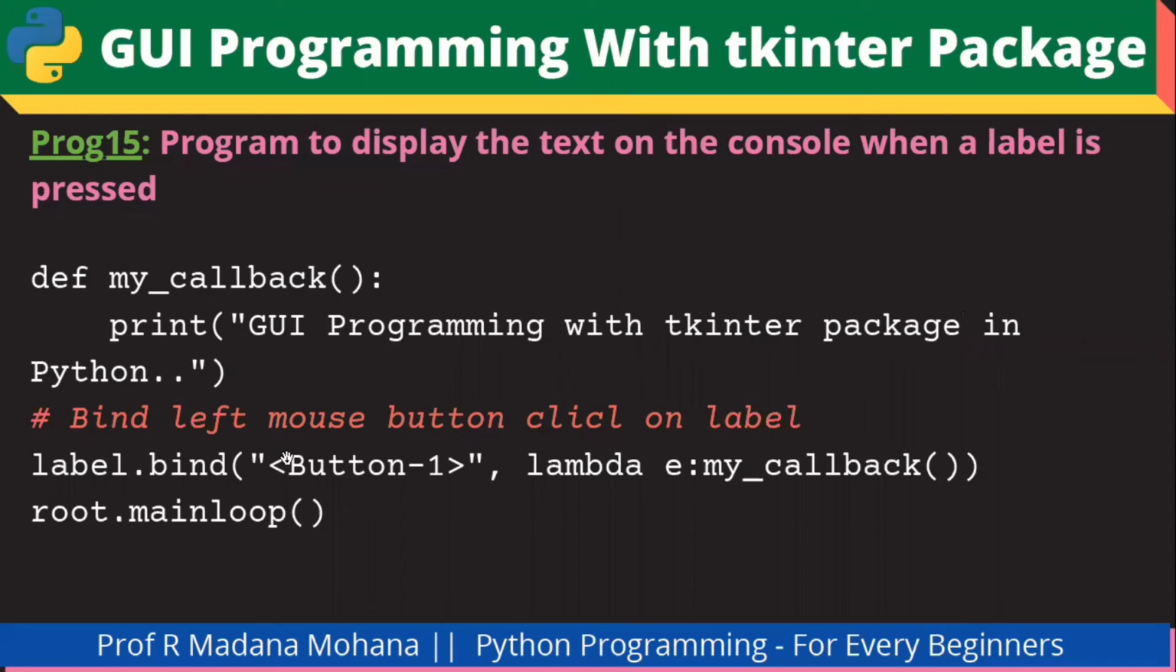In the mouse button binding, whatever button you want, left mouse or right mouse, you have to define that. Here we are binding the left mouse button by default. So label.bind of Button-1, comma, here using a lambda function, lambda e: my_callback. So by clicking the left mouse button, it calls the my_callback method. In the my_callback method, whatever the print message is, that message is displayed in our console. Then at the end, root.mainloop.